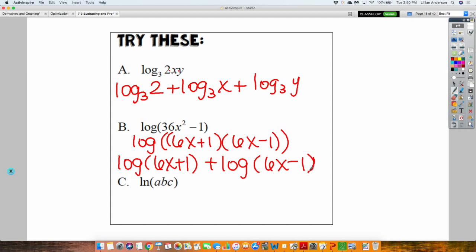Everyone good on multiplication rule? This last one, A, B, and C, they are connected together with multiplication. So this will be the ln of A, plus the ln of B, plus the ln of C. Simple as that, okay?